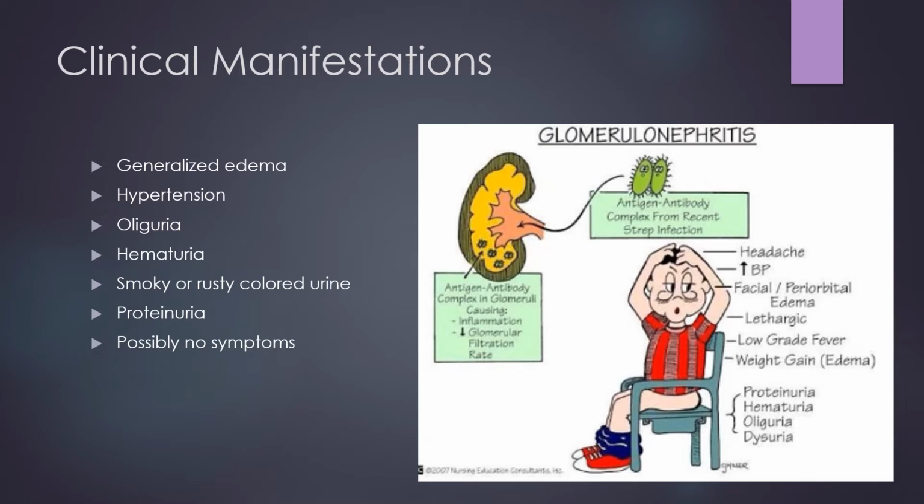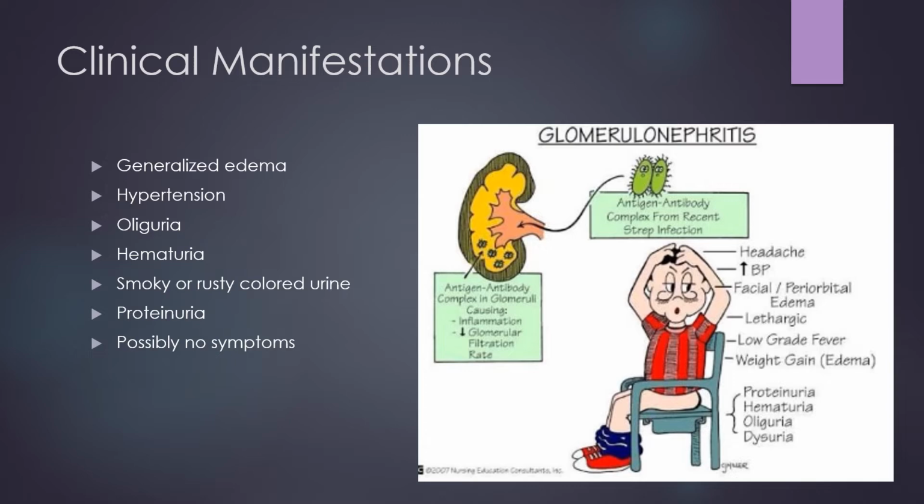Hematuria can occur from the inflammation and the destruction of the glomeruli. We usually see a smoky or rusty colored urine. That smoky urine we usually see in Goodpasture syndrome, and it has more to do with bleeding in the upper urinary tract.